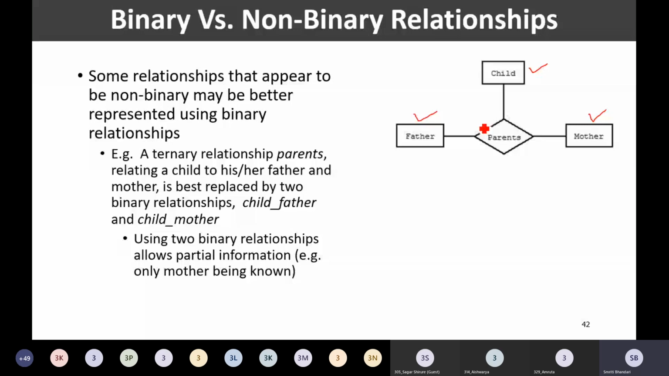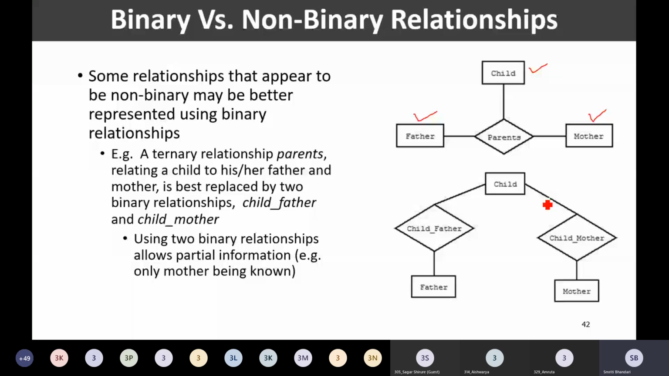Is that correct? But now, if I look at this ternary relationship, it is also possible for me to represent this ternary relationship by making use of two different binary relationships. So how can I represent the same thing with binary relationships? I may represent this like the child is associated with the father and child is associated with the mother.